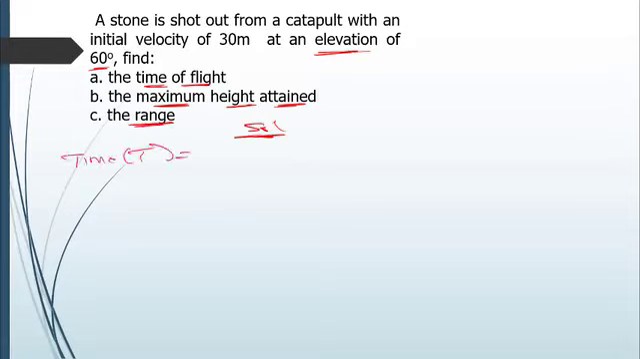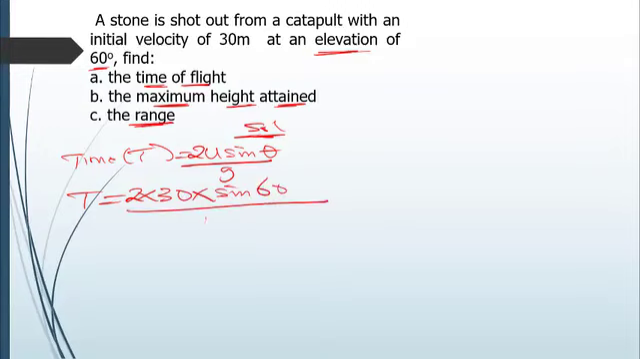Time of flight, t, is given by the formula 2u sine theta over g. So t is equal to 2, first of all, multiplied by our initial velocity u, which is 30, times sine 60, all over 10, which is acceleration due to gravity. When you do all this together, taking into consideration that you have to find the sine of 60 using your calculator, you're going to get 5.2 seconds. That's the answer to that.